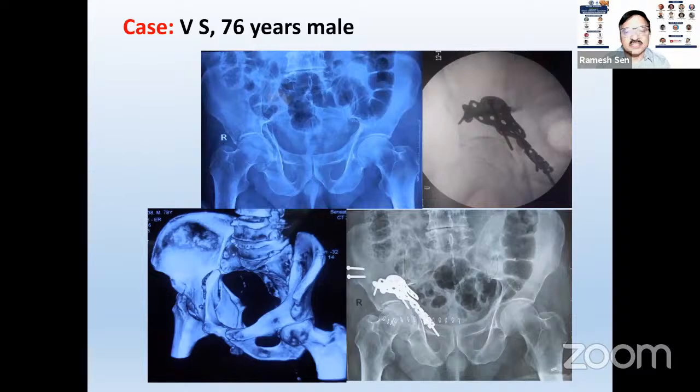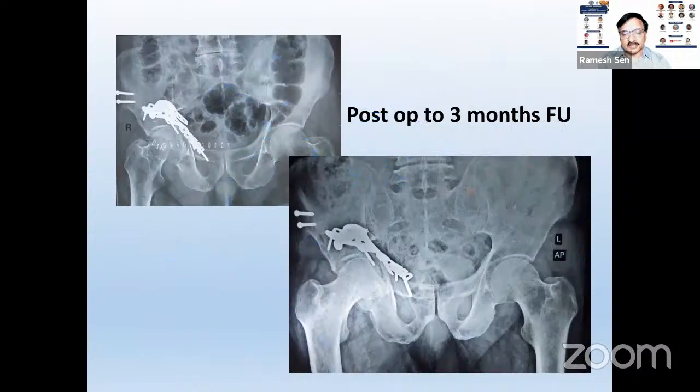Another patient, 76 years. Again, you can see the same kind of combination here. We just buttress it. Now, the good thing about such a plate is that you do not have to contour it. You just have to place it after you have reduced the displacement, and then it buttresses it. And then subsequently, you just go for surgery. So you reduce the surgical timing. You reduce the problem which can happen in the fixation of the implant. And this is the 3 months follow-up subsequently.